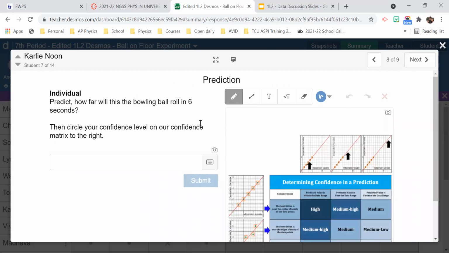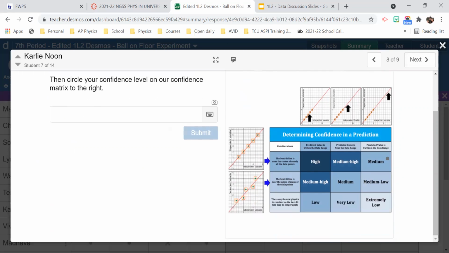So we come back over and we're going to answer. Circle your level of confidence. I would say that we've got our 2 considerations. So out of these 2, are the data points on the best fit line, or are the data points around the best fit line, or are the data points nowhere near the best fit line?